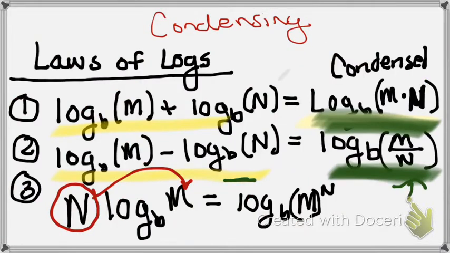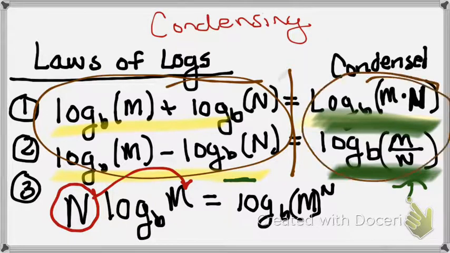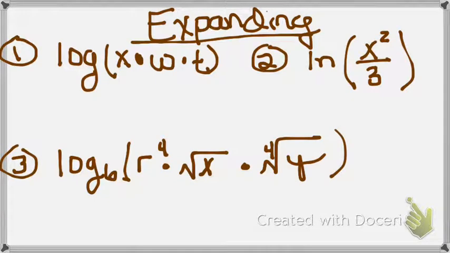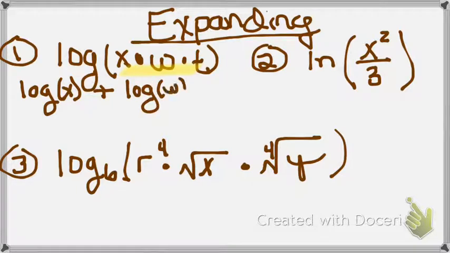There are 2 ways that you can go. You have this way, which is the expansion, and then this way, which is the condensing. You need to understand both ways. Backwards, forwards, inside out. All right, I wrote down some examples, so let's get started. The first one, number 1, we notice that they're all multiplications, so that means we're going to have plus signs. Log x plus log w plus log t. That's all you got to do.